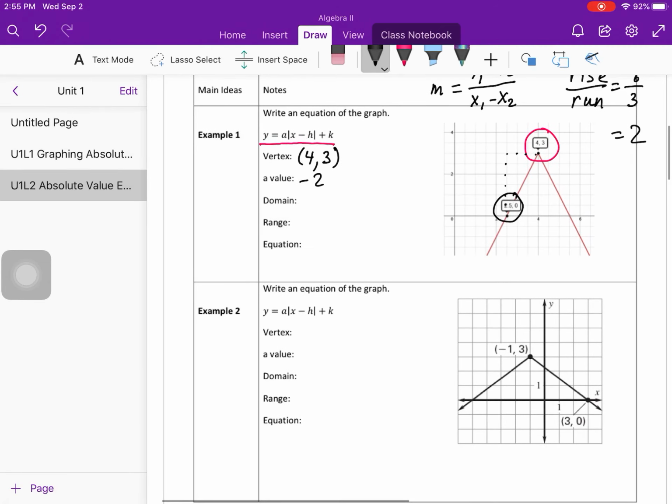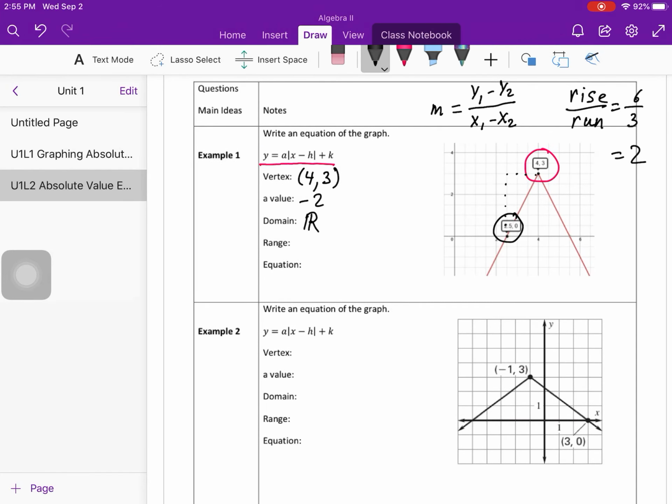Okay? The domain of this, just like in the last series, it's all real numbers because there's no restrictions on it. Now the range, we have to think about, well, what's the highest point or the lowest point possible? In this case, the highest y value is 3. So y is compared to 3 somehow. Now, is it greater than or equal to or less than or equal to? The answer is going to be less than or equal to because it's going down.